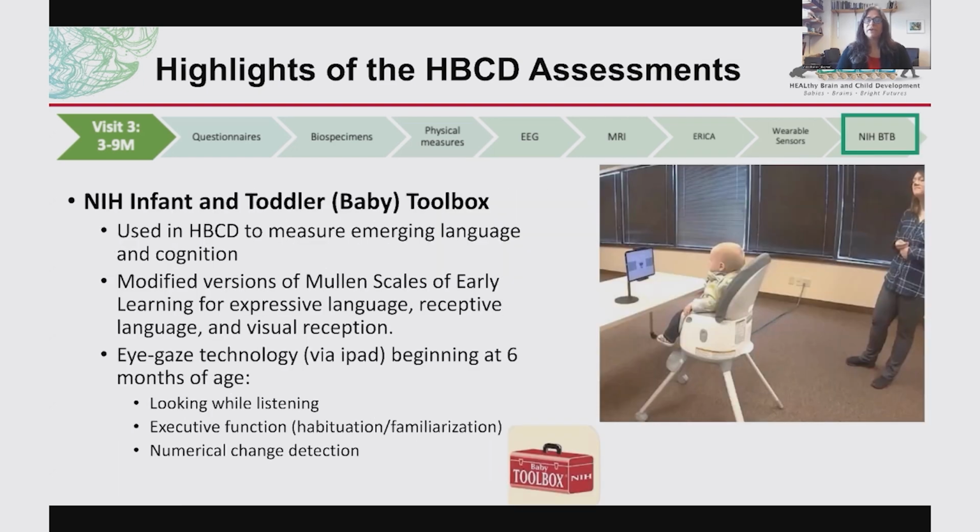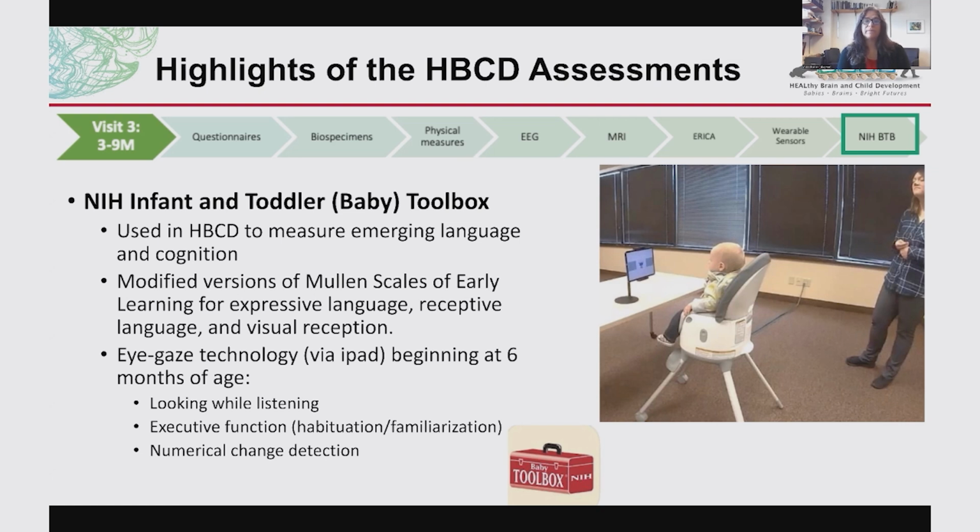We've elected to use the NIH Infant and Toddler, or the Baby Toolbox, for this early measure. The toolbox will then be used longitudinally at further visits, and then supplemented by other kind of gold standard measures like the Bayley Scales of Infant Development at later ages. But the Baby Toolbox includes modified versions of the Mullen Scales of Early Learning. And so we're using those tests of expressive language, receptive language, and visual reception.